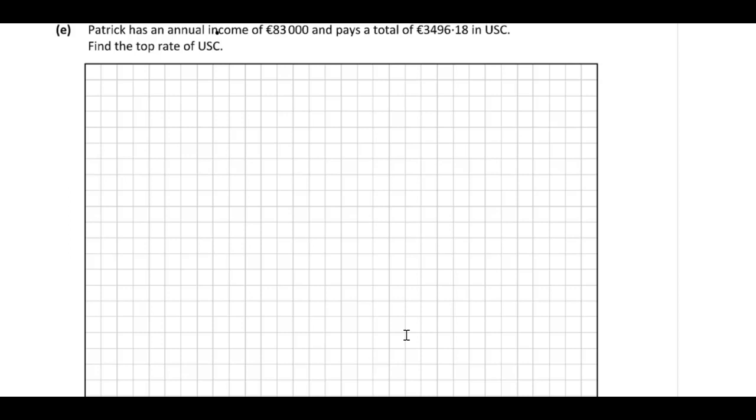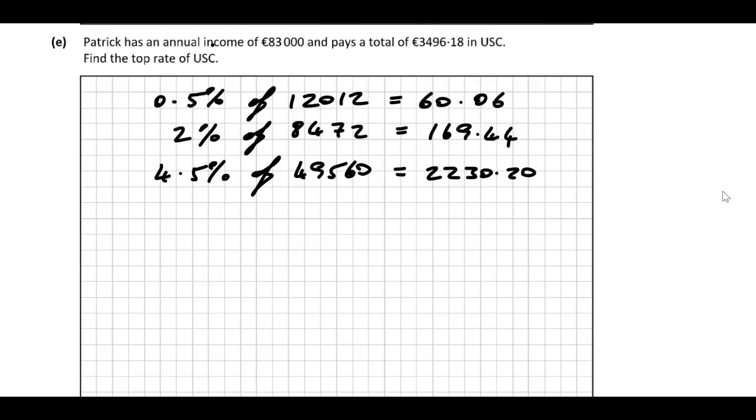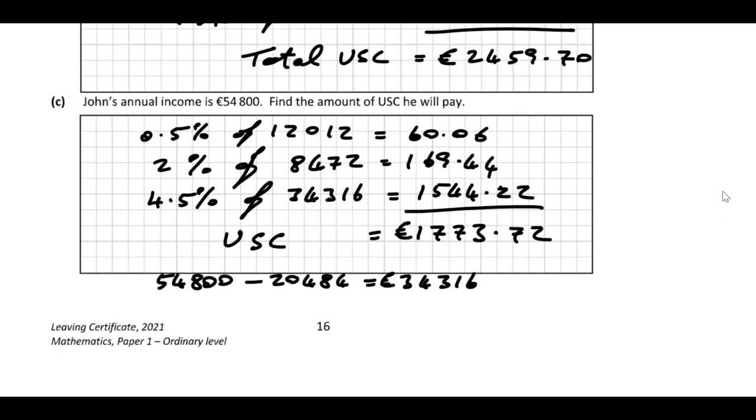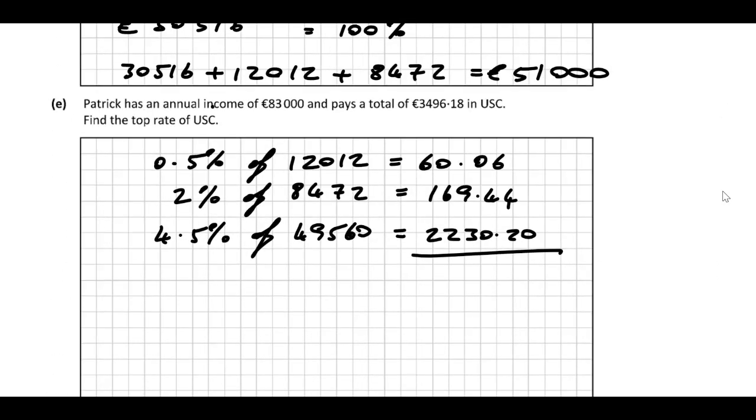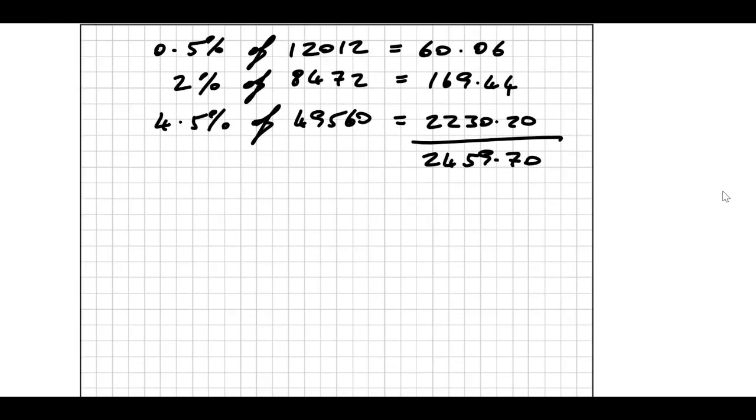We have part E. Patrick has an annual income of 83,000 and pays a total of 3,496.18 euros in USC. Find the top rate of USC. So these three added up again. Let's just add those up. I have it up here already: 2459.70. Now you didn't have to write all this out again, but this is what he's going to pay at the first three rates. We've got to work out the top rate.